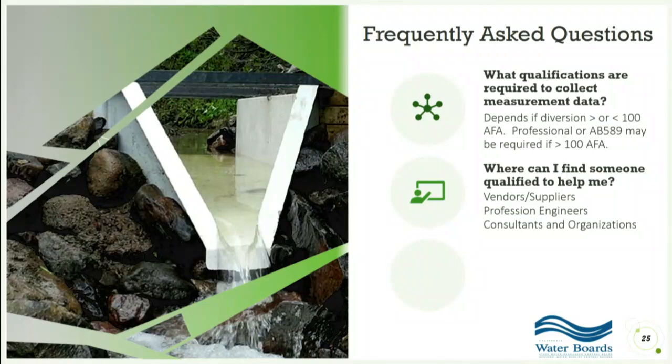Where can I find someone qualified to help me? On the State Water Board's webpage, the Division of Water Rights part of the website, we have a list of vendors and suppliers. We have a list of professional engineers, consultants, and also you can contact a trade organization that you might be a member of. I know we've had those organizations contact us wanting to help their members.